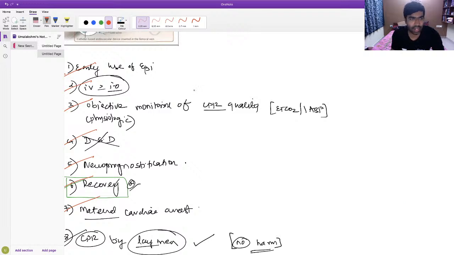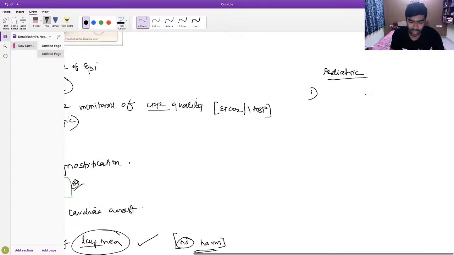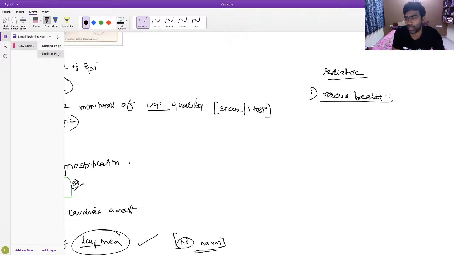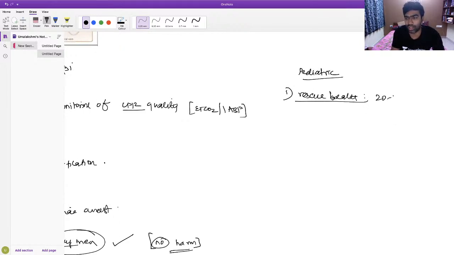As far as pediatric life support is concerned, there are not many changes. The most important change as far as pediatrics is concerned is, as I told you, the rescue breaths. That's the most important and significant change, and this could be a question for sure. So for rescue breaths, you're going to use 20 to 30 per minute, which means you can give one breath every 2 to 3 seconds. Previously it was 10 to 12 per minute, that was one every 5 to 6 seconds. But right now it has increased to a higher value, and this has been shown to produce higher rates of recovery.